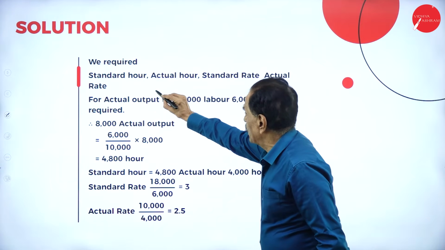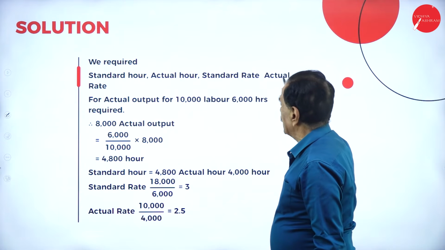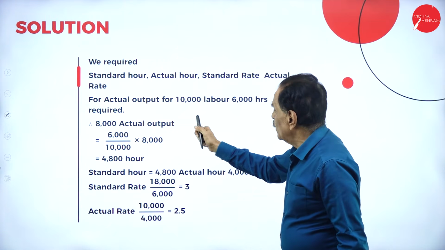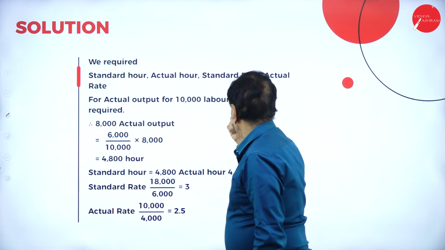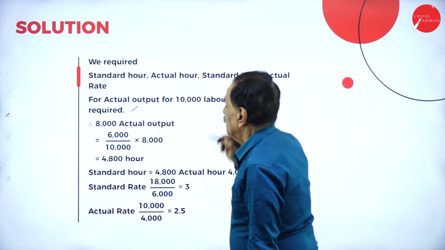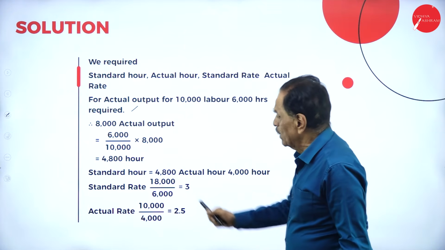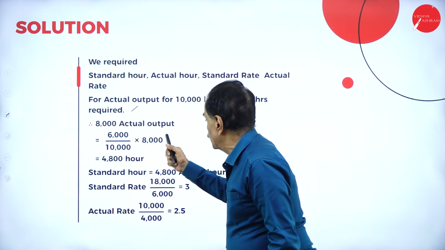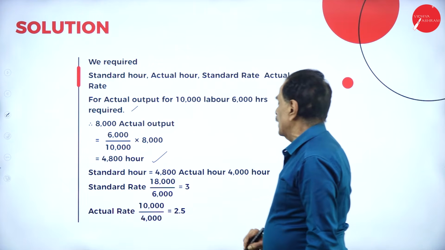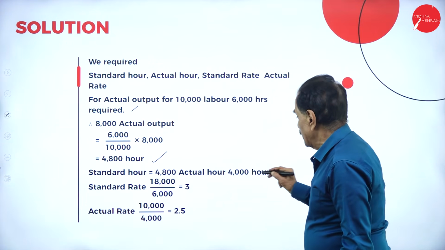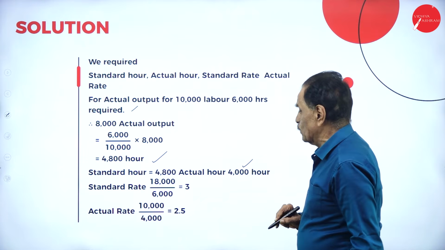We require standard hour, actual hour, standard rate, actual rate. For budgeted output of 10,000, labor of 6,000 hours is required. For 8,000 actual output, 6,000 divided by 10,000 into 8,000 gives 4,800 hours as the standard hour. But the actual hour given is 4,000 hours.